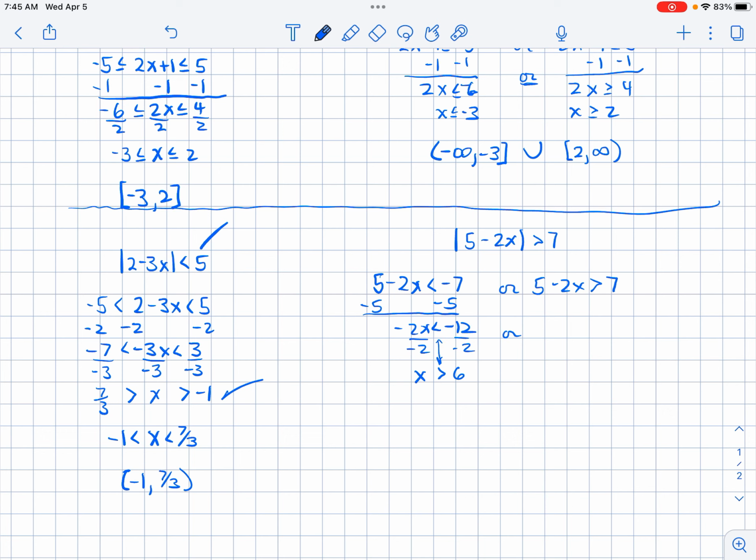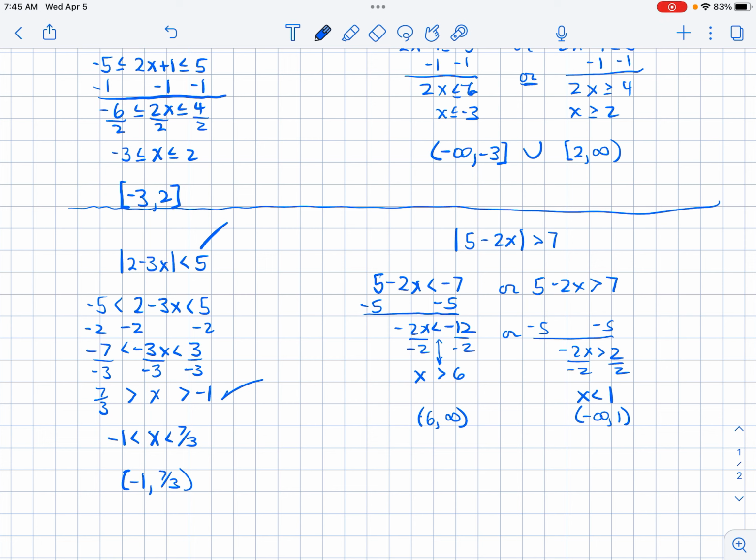Or subtract 5, and I get negative 2x greater than 2. Divide by negative 2, and I get x less than 1. See? So I get this. I get that on the one hand, over here, this is going to be x. We're going to go from negative infinity to 1, not including the 1, so I put a parentheses. Over here, we've got 6 to infinity.